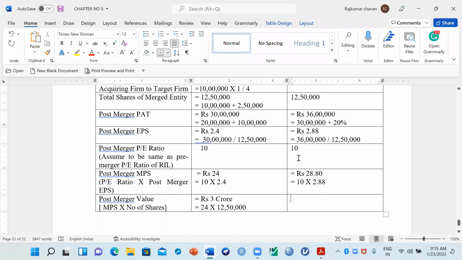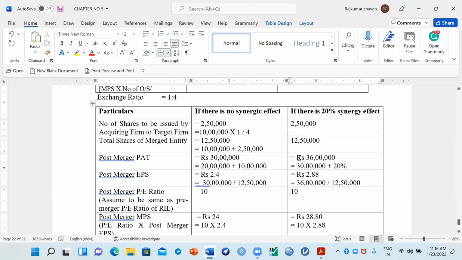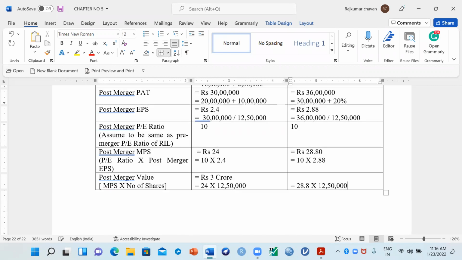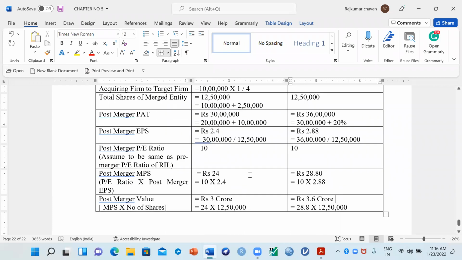If there is a synergic effect, then what is the value? So how do we calculate here? What is the market price per share? It is 28.8 into total shares. We have 12,50,000. So 28.8 into 12 lakh 50,000 shares. What will be the market value of this company then? It will be 3.6 crores.